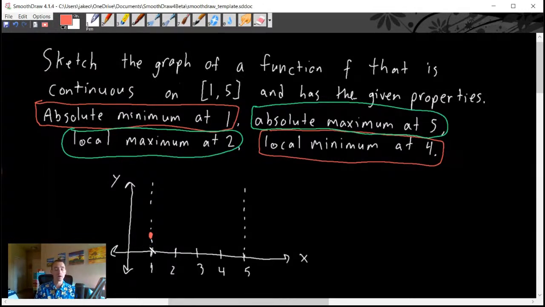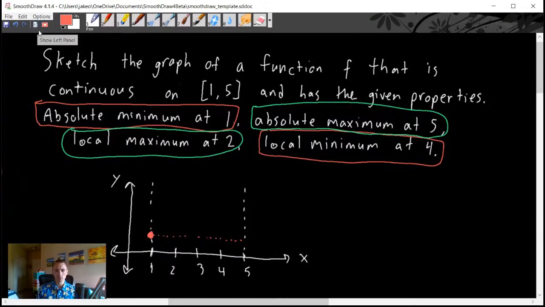It doesn't really matter what the y is, but the point is the rest of our function for the rest of this domain needs to be above this point because we know that we have an absolute minimum at x equals 1. So basically the rest of our function needs to be up above this red dotted line here, based on the fact that our function is going to be going through this point.